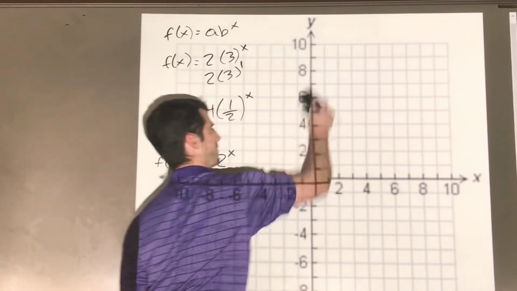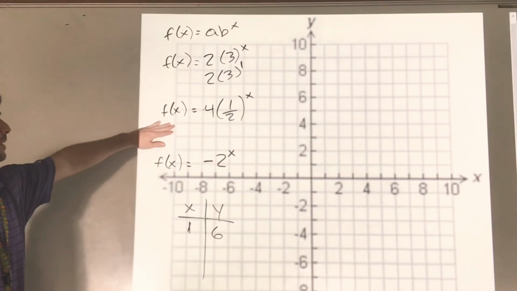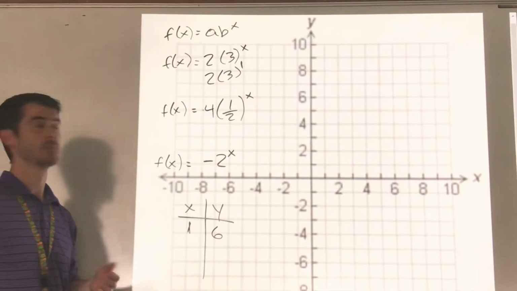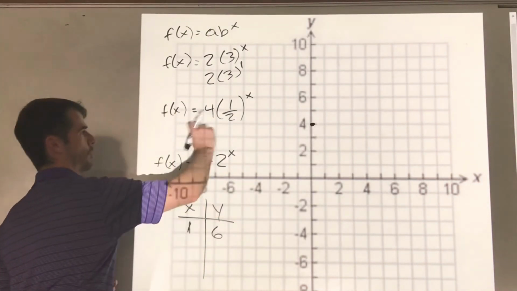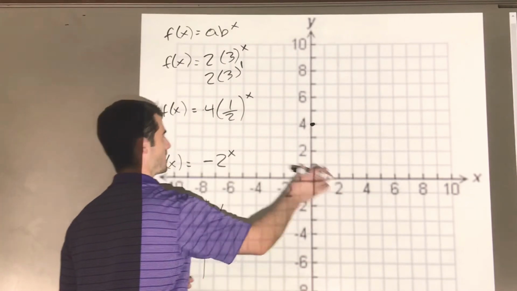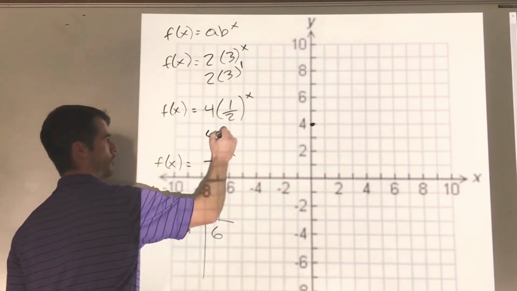All right, so x1. All right, let's do another one. What is our y-intercept? 4. So we're going to go to 4. That's our a value. All right. We put, again, we could pick any value, but it's just easy. Let's pick 1. Okay, so you have 4.